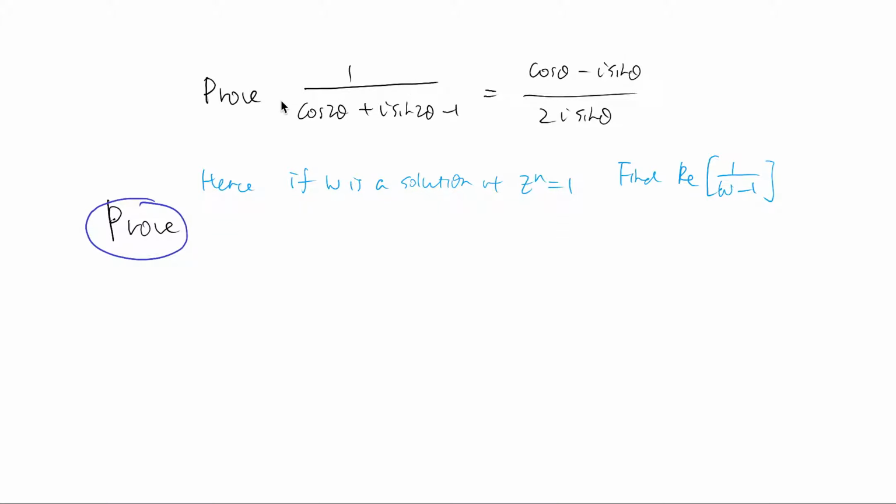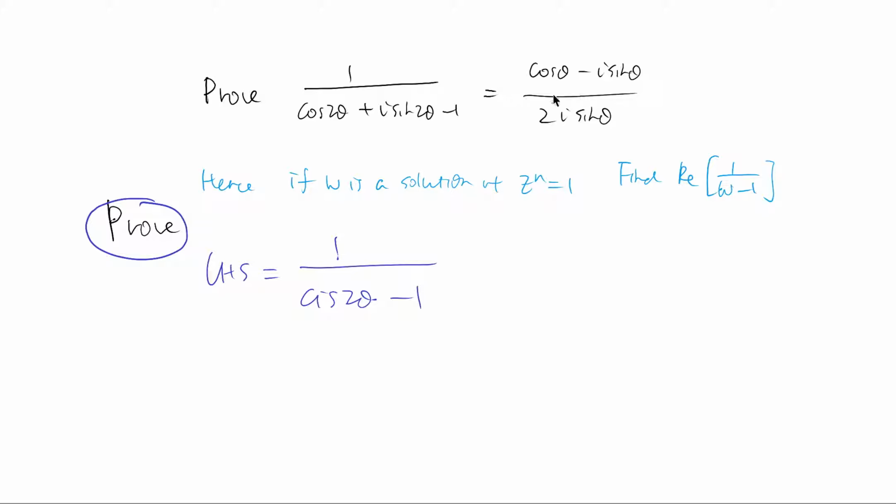So they ask you to prove this. We're just going to start with our left hand side. If you look at this clearly, cos theta plus i sin theta is just cis theta, right? So it's just cis 2 theta minus 1.